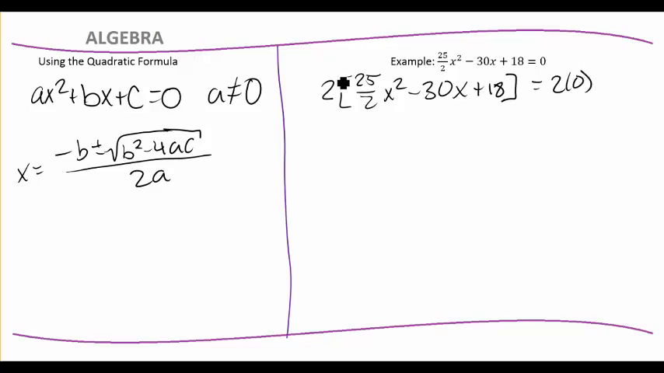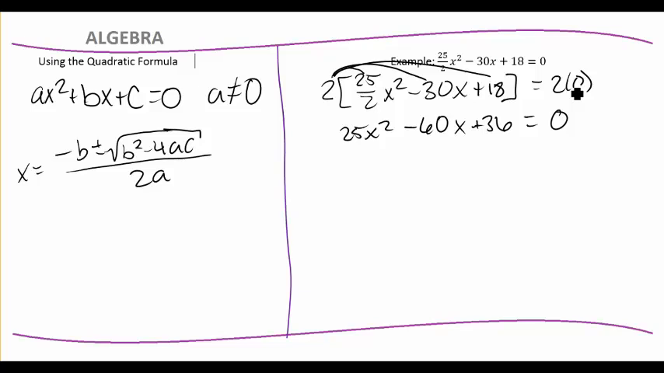And so we're going to distribute this 2. So 2 times 25 over 2 is going to be 25x squared. And then we're going to distribute the 2 to the 30. 2 times 30 is 60, so we're minus 60x. And then distribute the 2 to the last term, the 18. 2 times 18 is going to give us 36. That's going to equal 2 times 0 is 0.